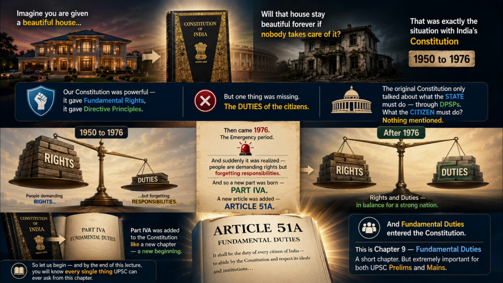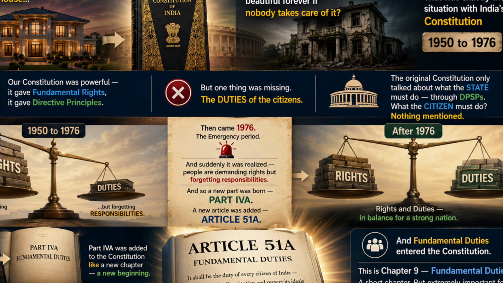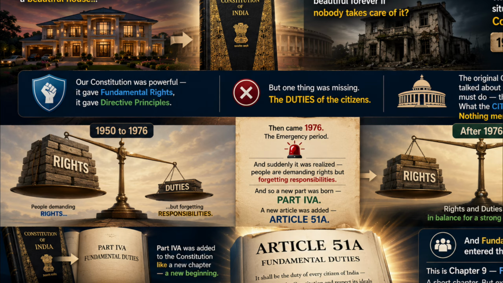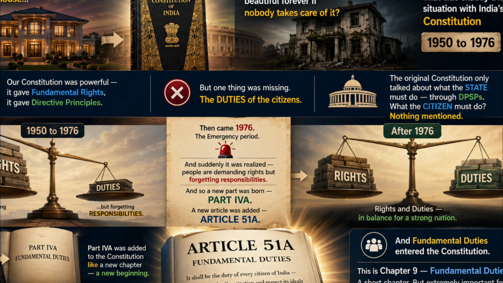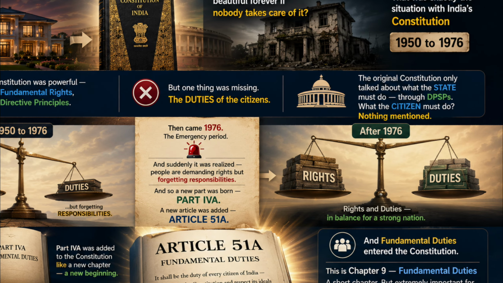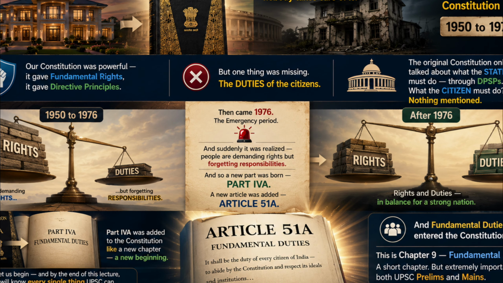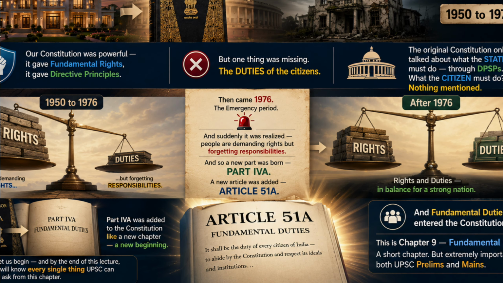That was exactly the situation with India's constitution from 1950 to 1976. Our constitution was powerful, it gave fundamental rights, it gave directive principles. But one thing was missing. The duties of the citizens. The original constitution only talked about what the state must do through DPSPs. What the citizen must do. Nothing mentioned. Then came 1976.